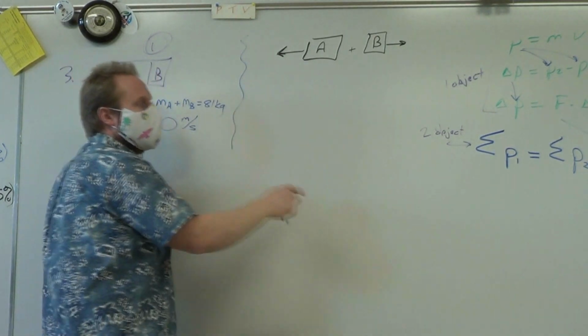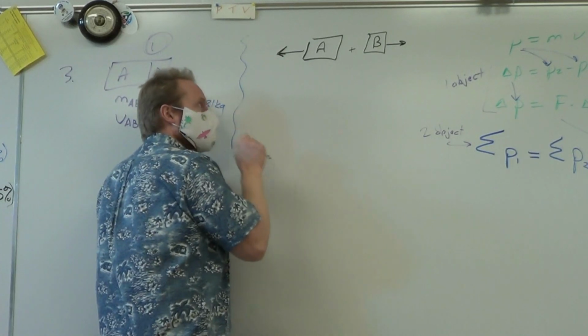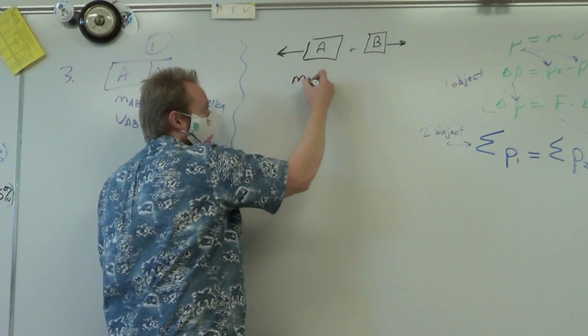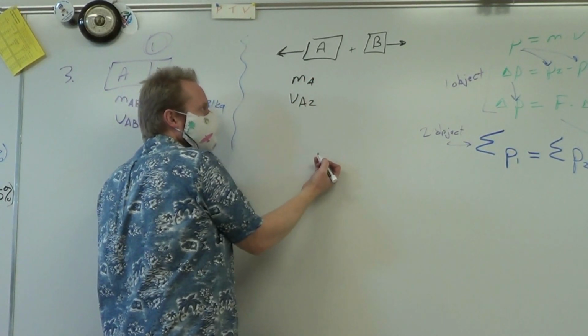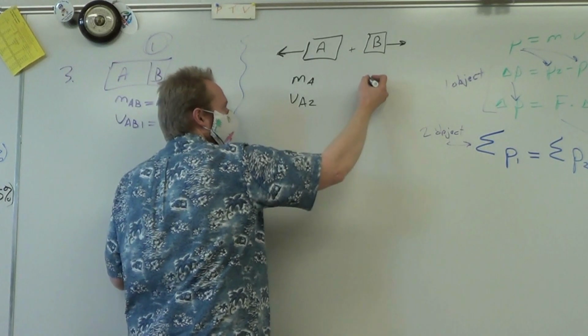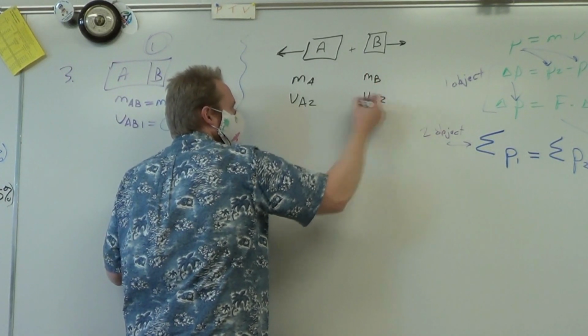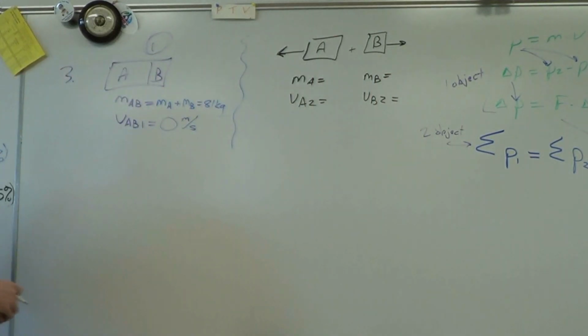So we end up with 2 objects. So our momentum afterwards is 2 objects. We have 2 momentums. And how we find those momentums is mass of object A times the velocity of object A after the collision. And how do we find the momentum of object B? We need the mass of B and the velocity of B afterwards. And by doing it like this, I think it really helps set up that equation.